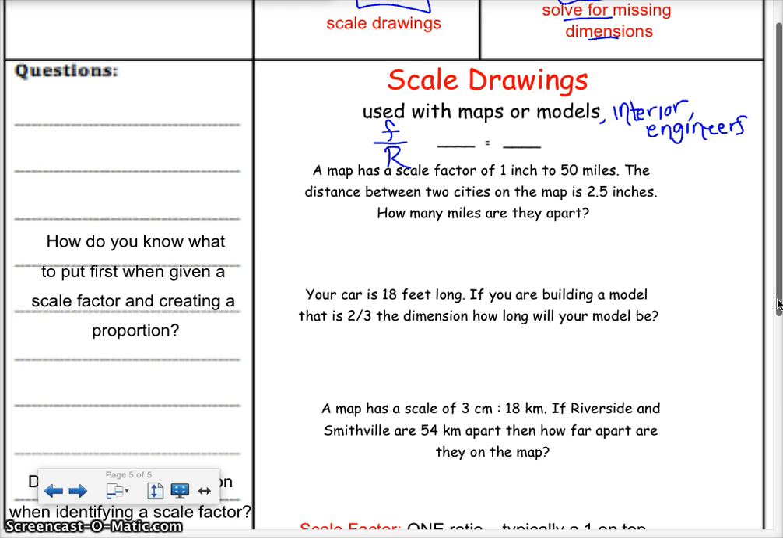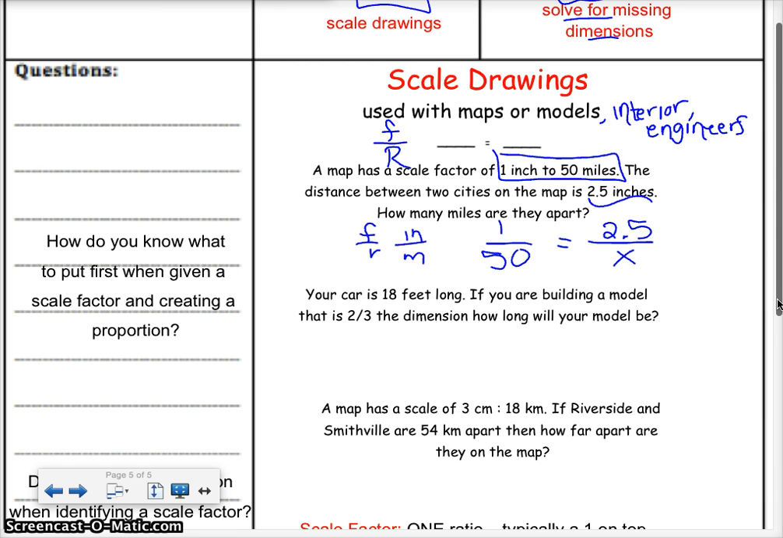So a map has a scale factor of 1 inch is to 50 miles. Notice that I boxed that off so I knew what my scale factor was. The distance between the two cities on the map is 2.5 inches. How many miles apart are they? So the two things, the ratio I'm comparing is inch is to mile, also known as the fake measurement, the map, is to the real measurement, the actual distance. You use your scale factor for that first ratio. My scale factor is 1 is to 50. And then 2.5 inches. Inches is from my map. My map is going on the top.